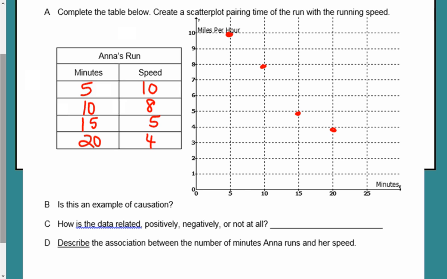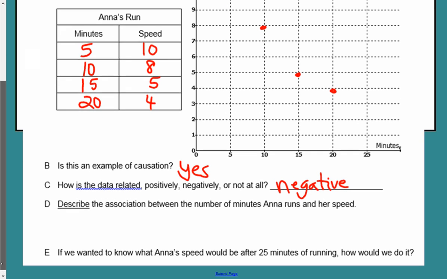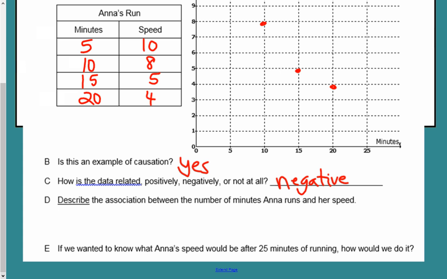Okay, so question B says, is this an example of causation? So is the time that she is running causing her speed to change? Well, yes, the longer she runs, the more her speed's going to go down. She's getting tired. Okay, how is the data related? Positively, negatively, or not at all? Well, negative, right? These points are generally going down, so this is a negative correlation. Then letter D, describe the association between the number of minutes that Anna runs and her speed. So we're going to say as the minutes increase, because we read from left to right, her speed decreases.